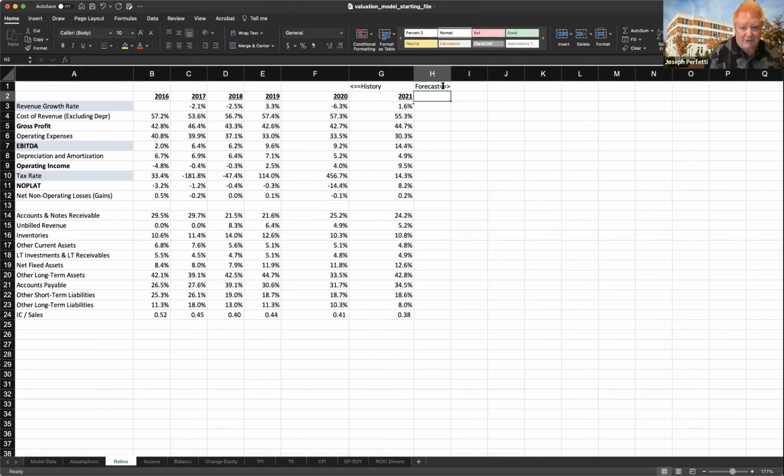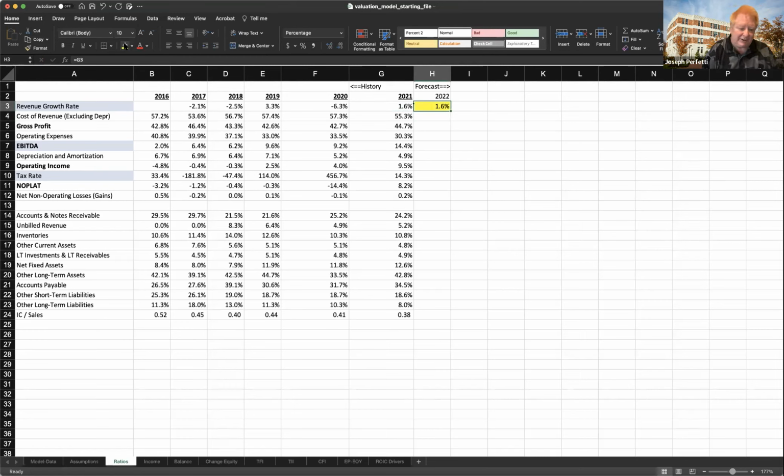For a reusable model, we want 2022 to be a relative year. So for H2, equals G2 plus 1. I don't want to hard code the year. I want to make it a relative year to the past years. And the first ratio that we are going to forecast is the revenue growth rate. So for cell H3, equals G3 as a placeholder. Nokia's 2022 growth rate will basically be the same growth rate as 2021 to start. And I'm going to make that cell yellow to highlight to me that this is something that I could change.